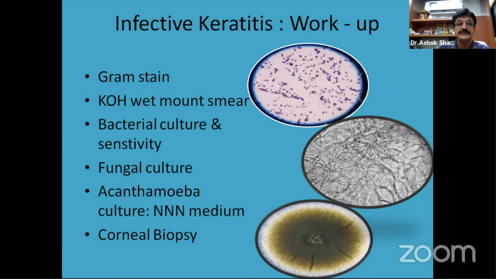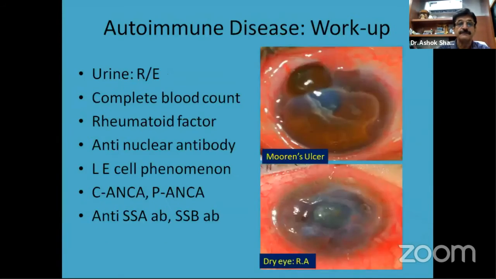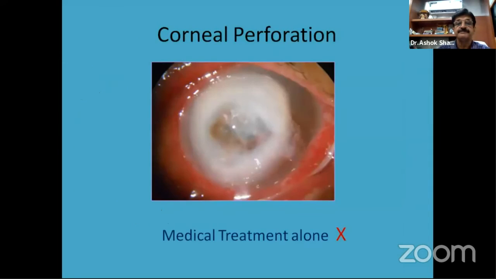If the patient is having a surrounding infiltrate or infection, then a complete microbiological workup is necessary to ascertain the etiology. And in autoimmune diseases, we need to do a full immunological workup to ascertain the cause, whether we are dealing with peripheral ulcerative keratitis, a Mooren's ulcer, or just a Mooren's-like ulcer. Sometimes patients having dry eye can also present with keratolysis and corneal perforation.